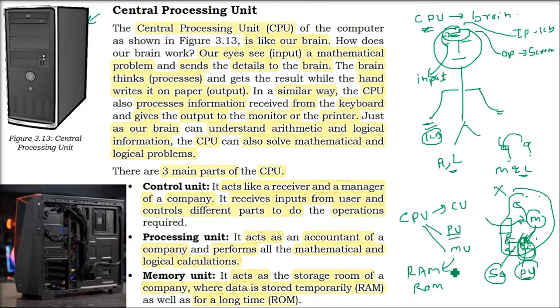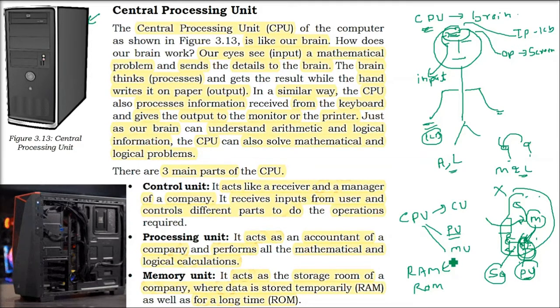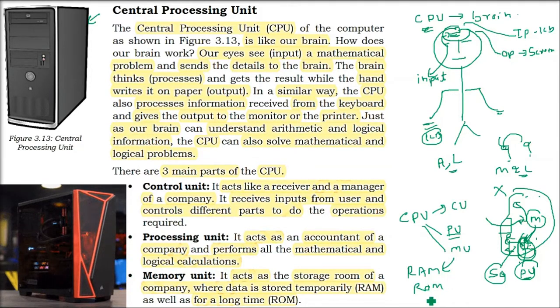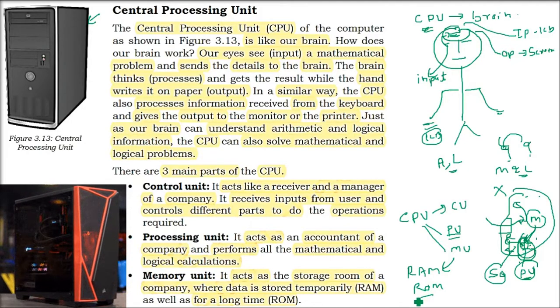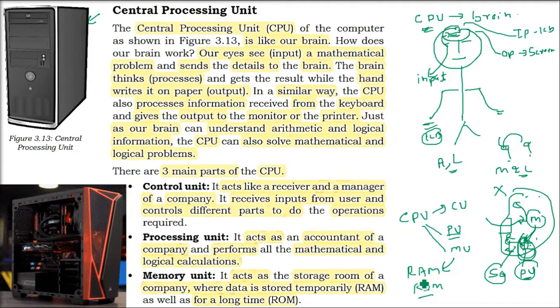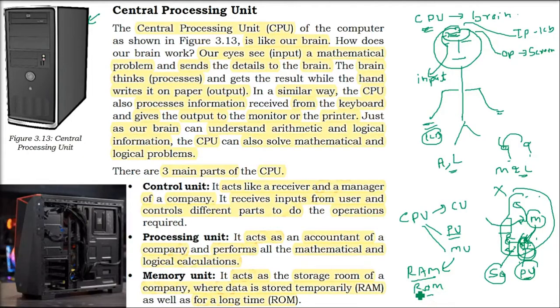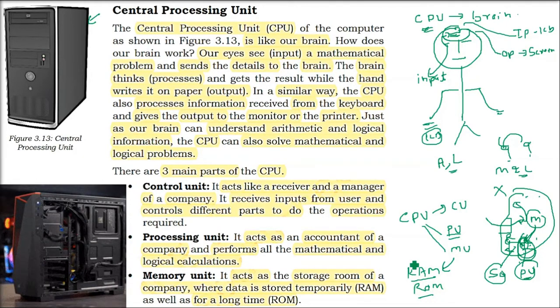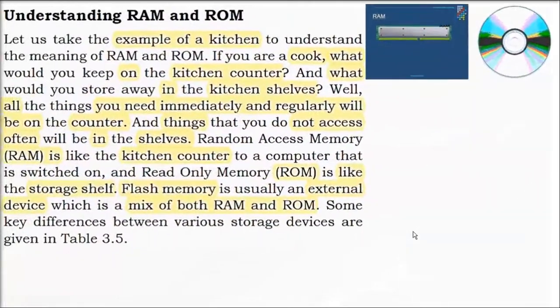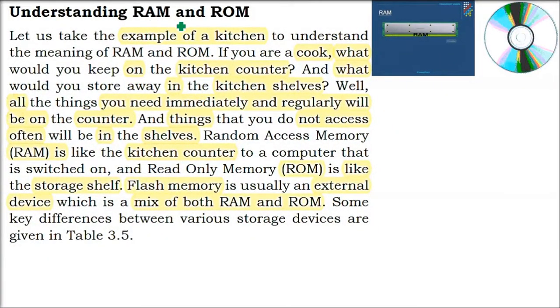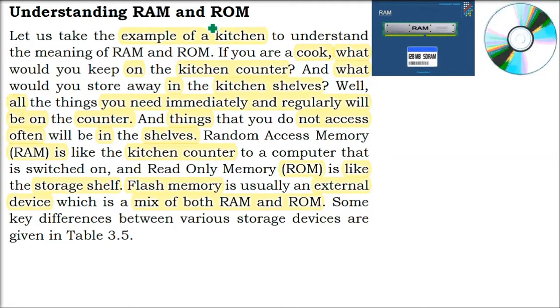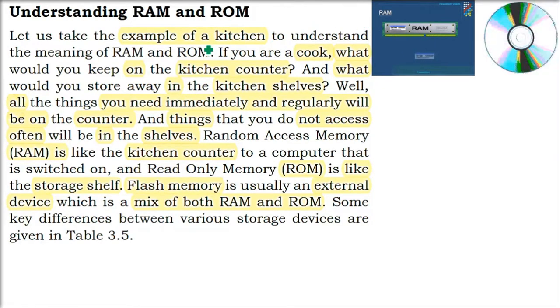We'll be talking about RAM and ROM. RAM is random access memory, ROM is read-only memory. RAM is a temporary storage, ROM is a long-time storage. So these are basically saving your work, data. What is the difference between RAM and ROM, and what are RAM and ROM?